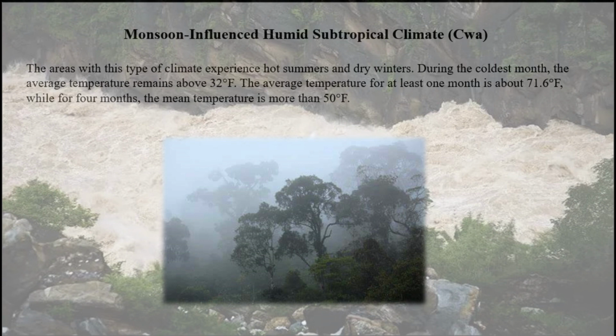Monsoon-influenced humid subtropical climate, CWA. The areas with this type of climate experience hot summers and dry winters. During the coldest month, the average temperature remains above 32 degrees Fahrenheit. The average temperature for at least 1 month is about 71.6 degrees Fahrenheit, while for 4 months, the mean temperature is more than 50 degrees Fahrenheit.